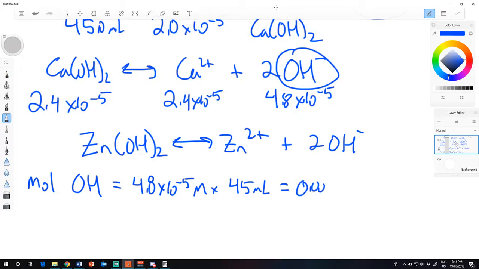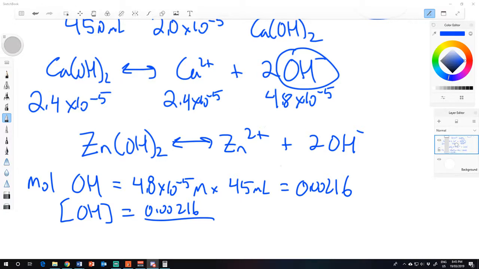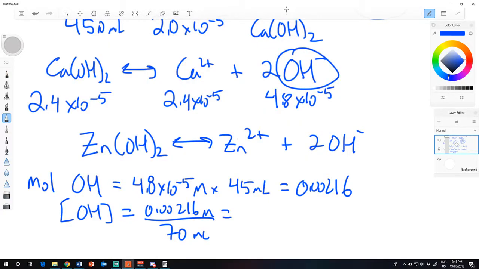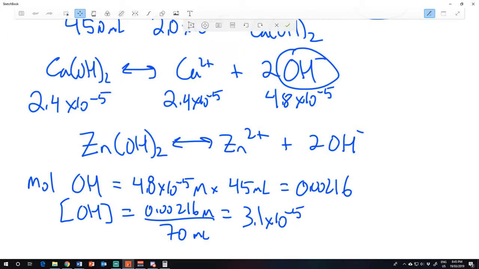0.00216, and then the concentration of OH will be 0.00216 over, shoot, 45 plus 25? Yeah, 45 plus 25, that's 70. A small concentration, 3.1 times 10 to the negative 5. And then repeat the process for zinc.